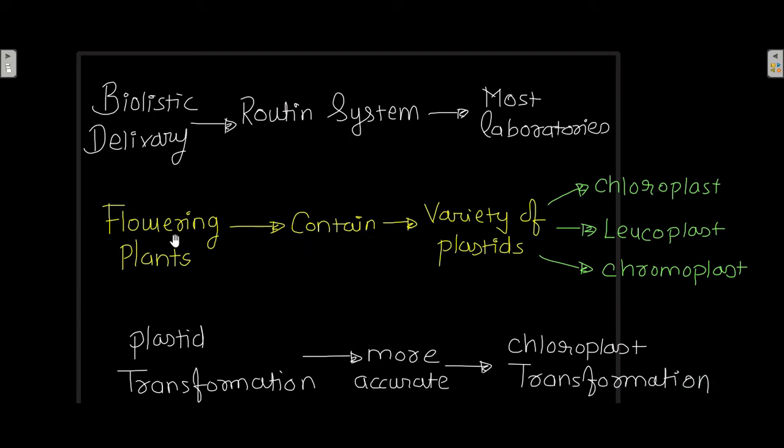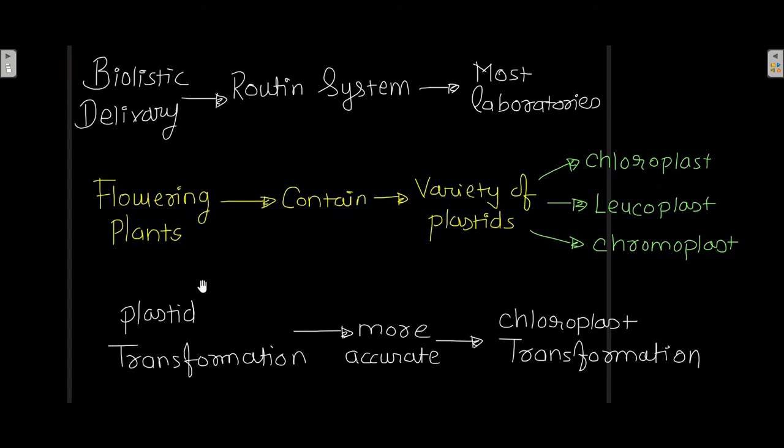Now, flowering plants contain a variety of plastids, including chloroplast, leucoplast and chromoplast. That is the reason why this technique should be called plastid transformation. Plastid transformation is a more accurate term than chloroplast transformation to describe this process.